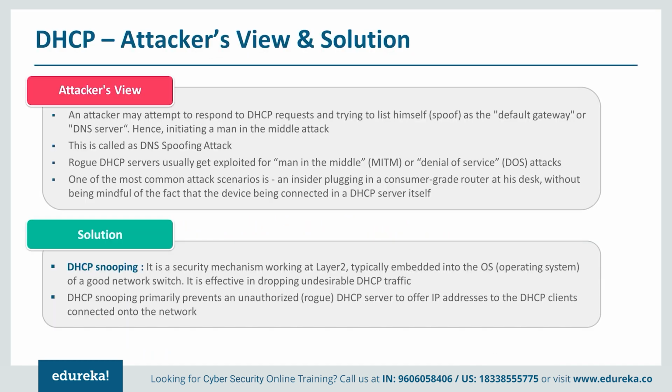So, from a DHCP point of view, let's look at what an attacker does. The attacker also spoofs into the network. Once he gets access to the default gateway, he can obviously spoof any traffic coming in and going forward. He can carry out a man-in-the-middle attack or a denial of service.